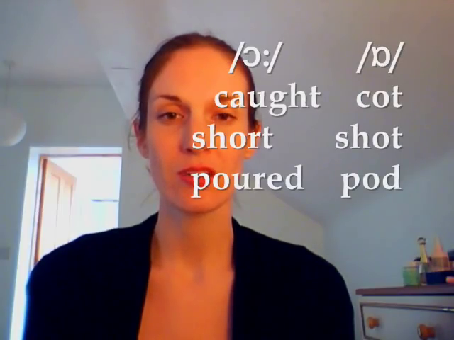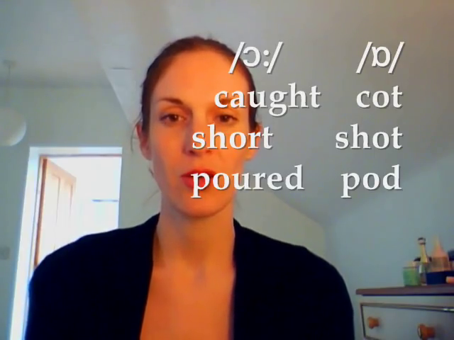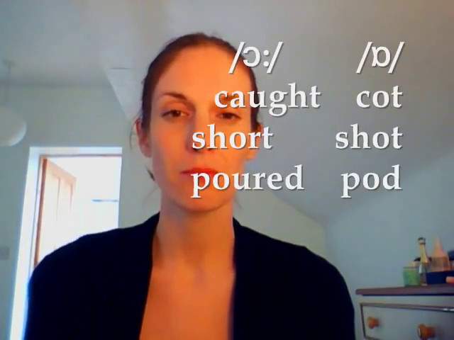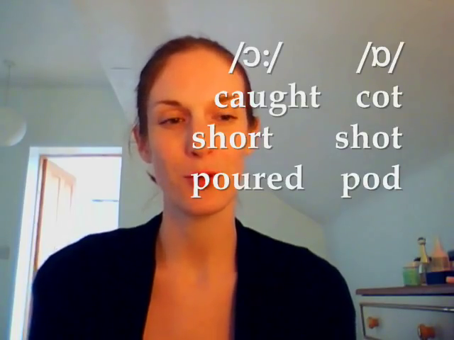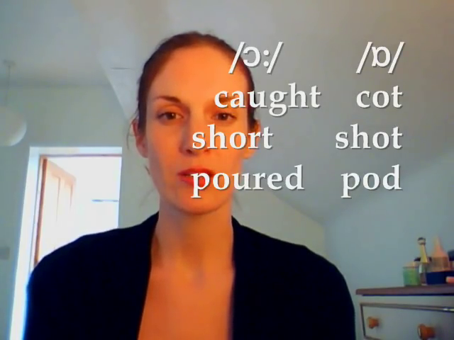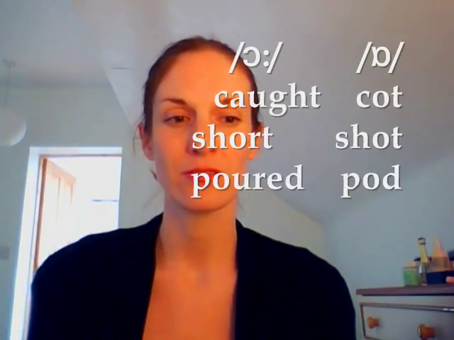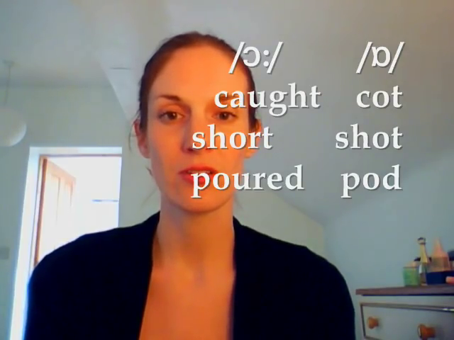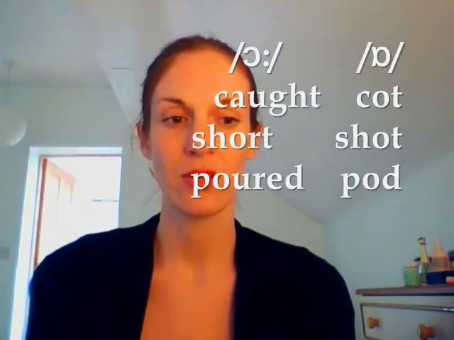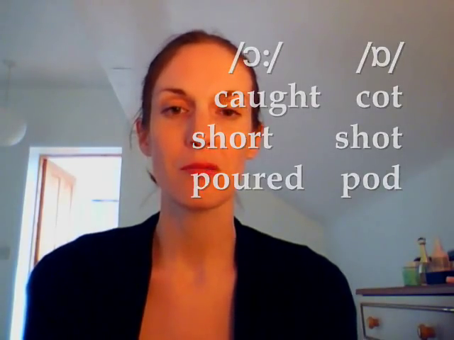Court, cot. Short, shot. Pod, pod. Once more. Court, cot. Short, shot. Pod, pod. Very good. I hope this has helped you to pronounce the vowels of the English language better.